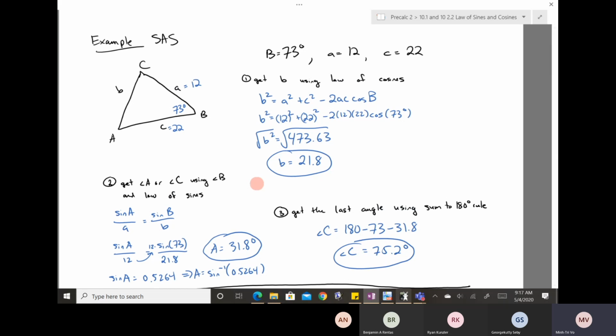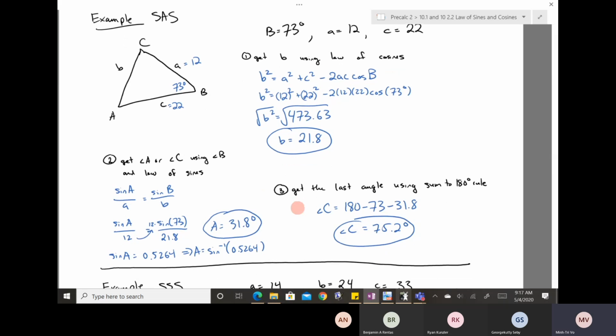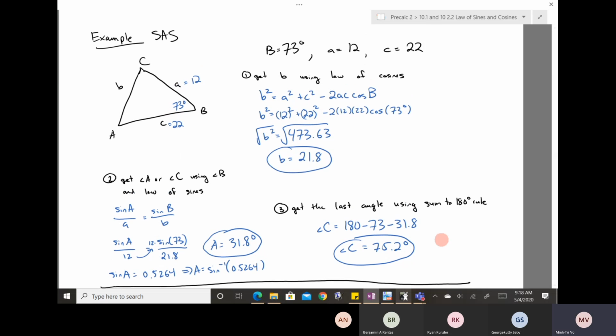Okay, so this is the SAS triangle. You can figure out one of the sides using the law of cosines, but once you get that side, you can switch to using the law of sines to figure out the angle. So any questions on using the law of cosines?